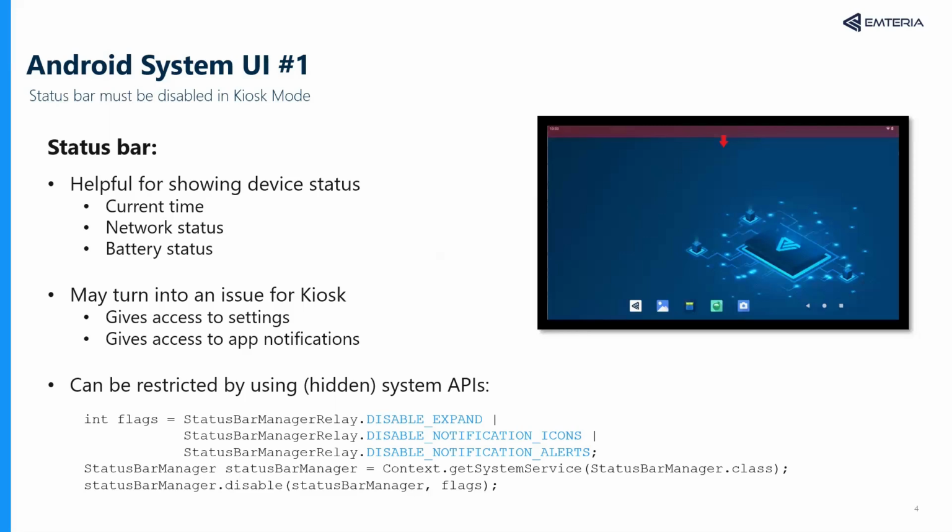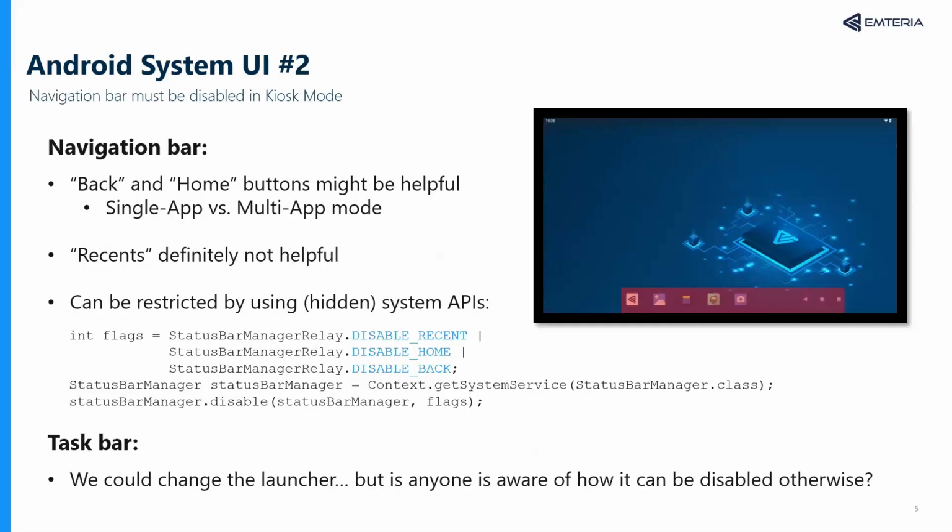And almost the same works for the navigation bar. So we're speaking about this. Those are two things: the task bar on the left side and the navigation bar on the right side. And you will see that the back button and the home button might be helpful if we're speaking about single app versus multi-app mode. So if the user only has a single app he can use, or if the user should be able to switch between two or three apps.